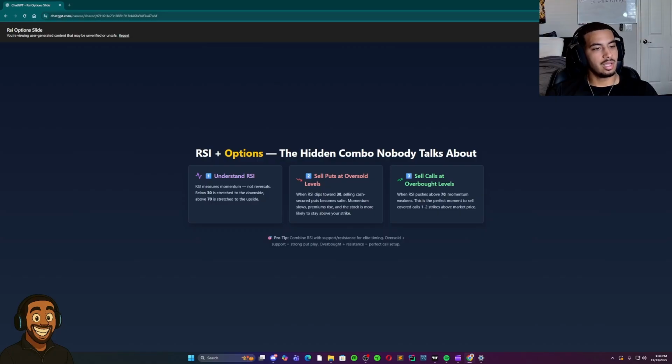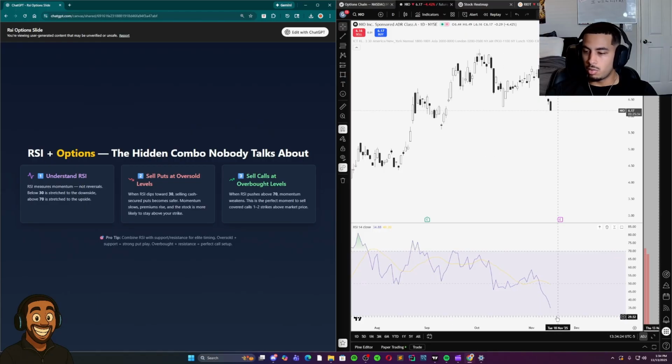All right, let's get back into it. Understanding RSI: RSI measures momentum, not reversals. Below 30 is stretched to the downside. I'm going to show you that with a graph here. So this is 30 right here, this is the bottom and this is the top, and this is just a stock, Neo, that I wanted to show as an example. Below 30, it is stretched to the downside. When it's above 70, it's stretched to the upside.